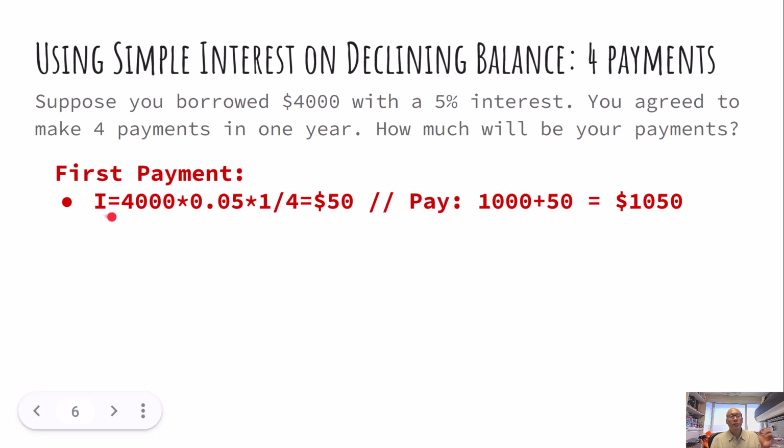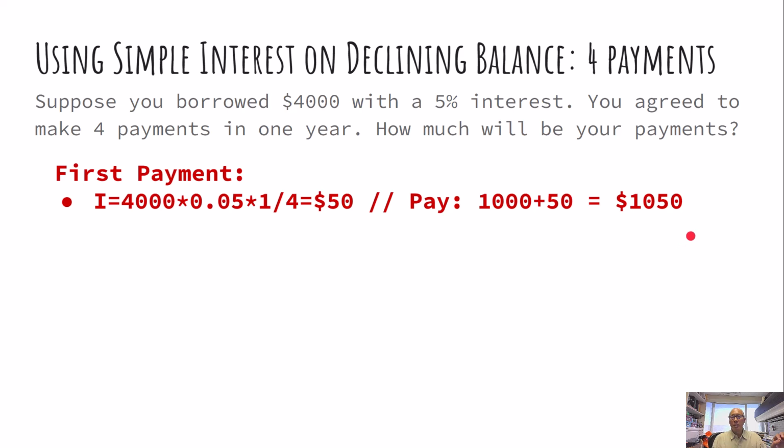So to find the interest for the first payment, your original principal was $4,000, and then you have a 5% interest times 1/4. And that's 1/4 because you're accumulating the interest from January to sometime in April. That's 1/4 of a year, and that is going to be $50. So your payment, remember, comes in 4 payments, so that's $1,000 plus the $50 interest. And so $1,000 in principal, $50 in interest, that's going to be $1,050 for your first payment in April.